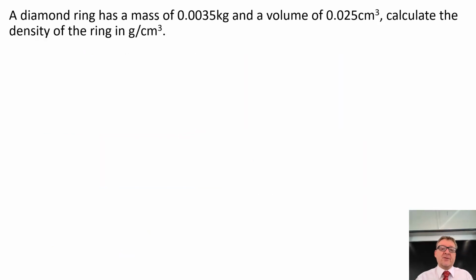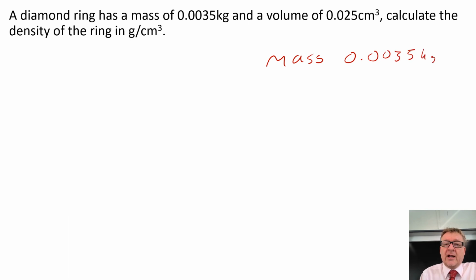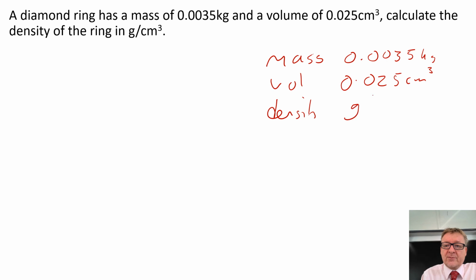Okay, so a diamond ring has a mass of 0.0035 kilograms and a volume of 0.025 centimeter cubed. Calculate the density. Right, now it's looking a bit funny here, grams per centimetre cubed. So we've got a units issue. Where it's got kilograms, we need it in grams.